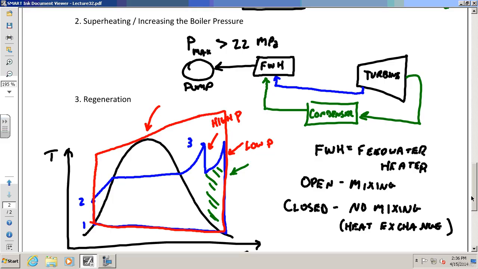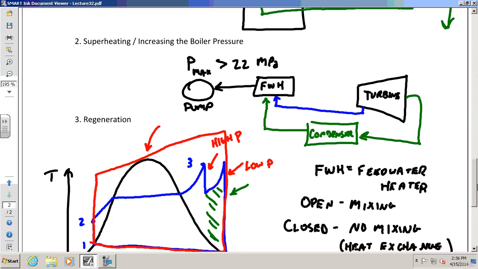Couldn't you just, instead of taking heat from the turbine and putting it into the feed water heater, forego the feed water heater and just make sure that the stuff coming out of the condenser is barely saturated liquid? Well, we do. The stuff out of the condenser is saturated liquid. I mean, it condenses, so it's pretty much saturated liquid.